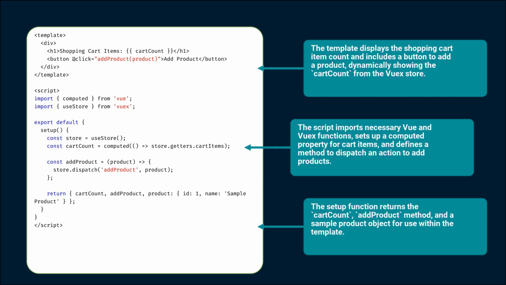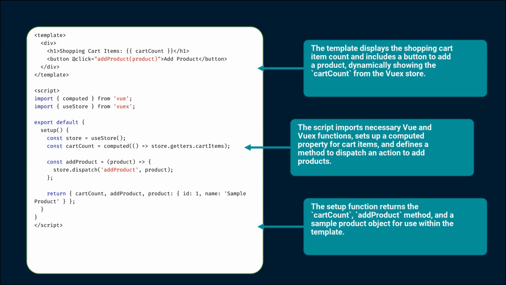Now, the setup function is where we define our component's logic. Here, we create a store instance by calling useStore, allowing us to directly access those Vuex properties and methods. Next, we define cartCount as a computed property to retrieve the number of items in the cart through the store's getter. This ensures that our component reflects real-time updates to the cart.